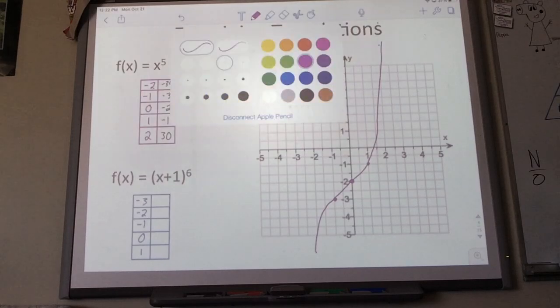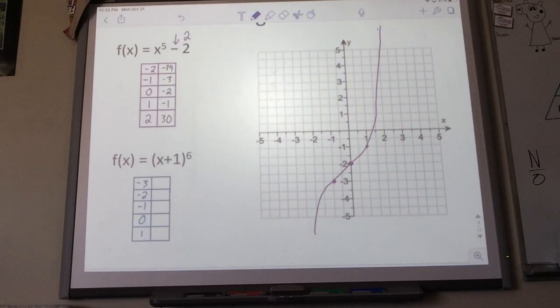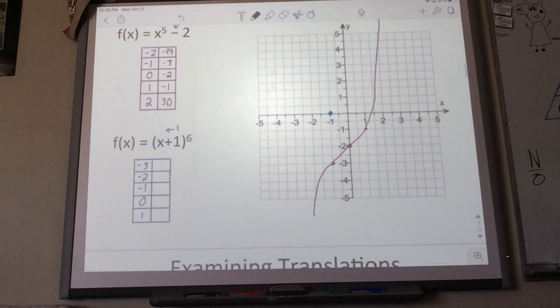Okay, so this one is a horizontal shift. Inside is opposite, so that's going to move to the left 1. It's going to go towards the negative 1. So our original point is here. And then we're testing points around that negative 1. So I chose negative 2 and 0, negative 3 and 1. Okay, so I'm going to plug those in. Again, I'll tell you those answers.